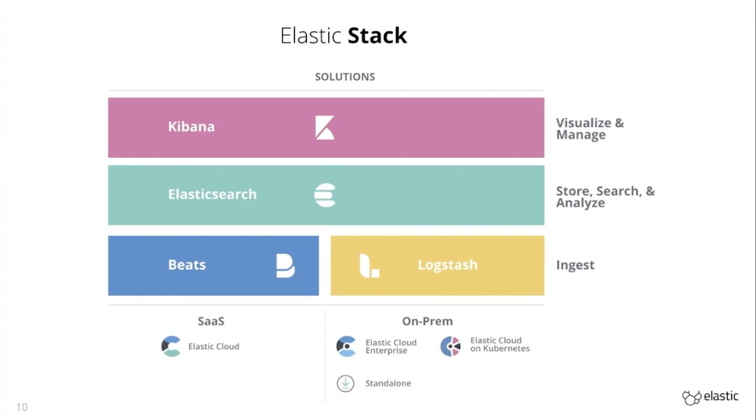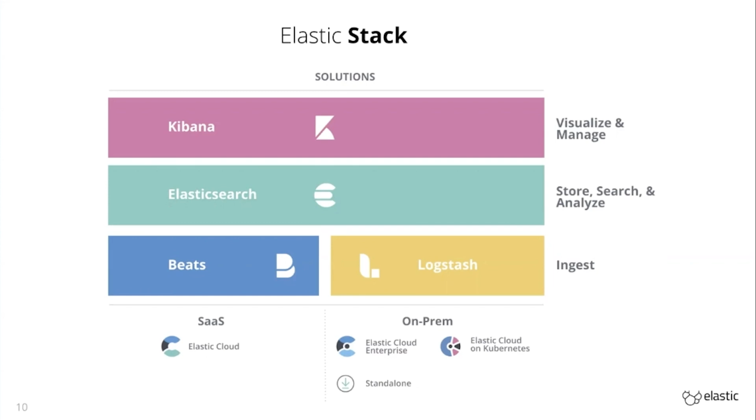Beats and Logstash together are the ingestion layer. Beats are lightweight shippers that sit on the edge device, pick up data, and send it to Elasticsearch. For example, Filebeat can pick up a log file from a server and send it to either Logstash or Elasticsearch. Logstash is a server-side ETL component that allows you to parse and enrich your data before sending it into Elasticsearch. It has a rich set of input and output plugins that allow you to connect different systems together.